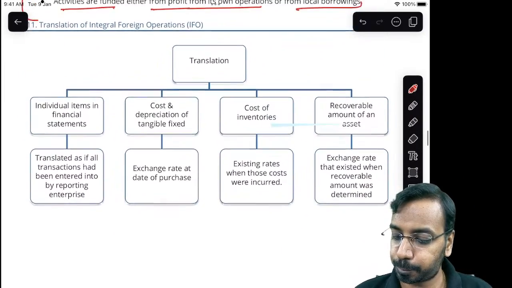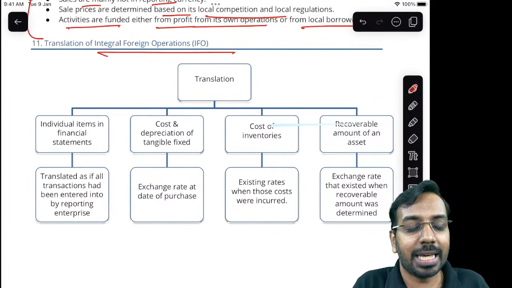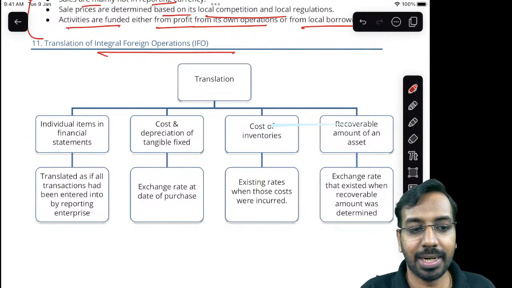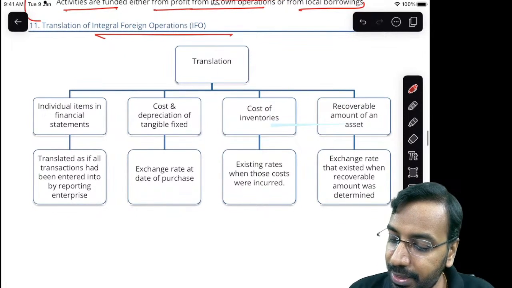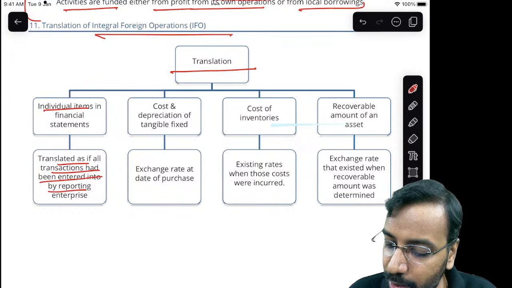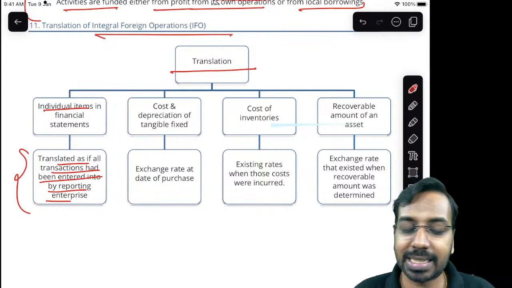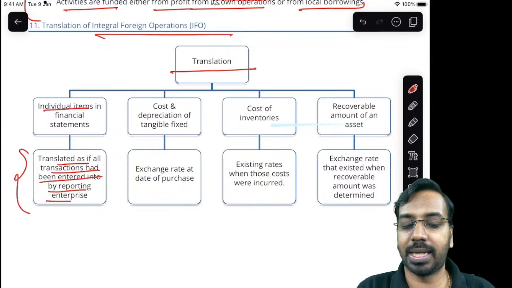Now, when it is an integral foreign operation, it is like my own extension. So, if it is an integral foreign operation, how do we translate? Individual items in the financial statement are translated as if all transactions had been entered by the reporting enterprise. So, you will translate as if all the transactions have been entered by the reporting enterprise, that is the head office.